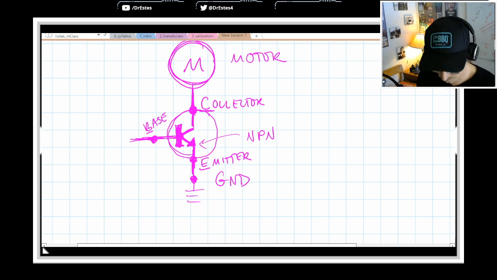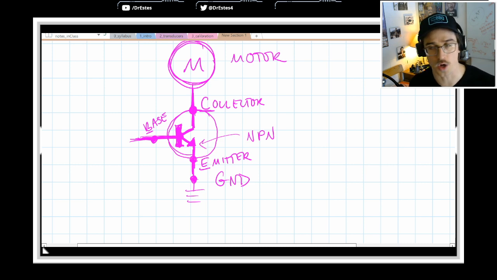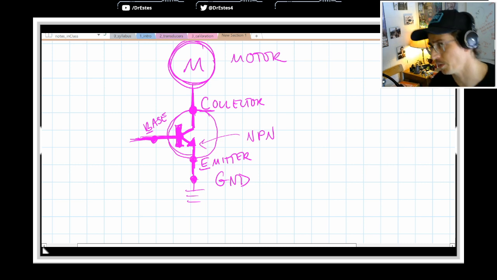Like I said, you can think of this switch as open. Current does not want to flow from the collector to the emitter unless you provide a little bit of current through the base. So if the base isn't connected to anything, effectively this switch is open. There's no power flowing through.